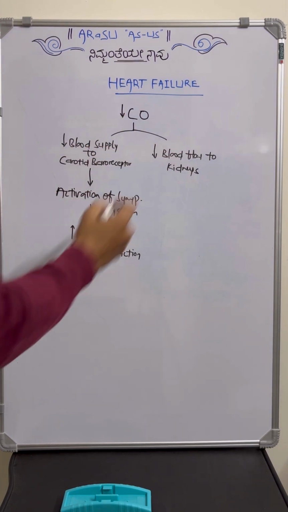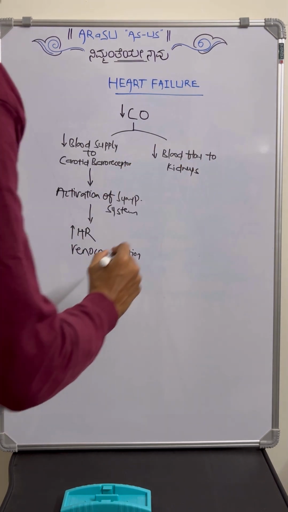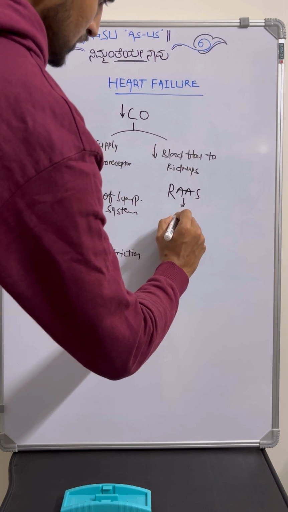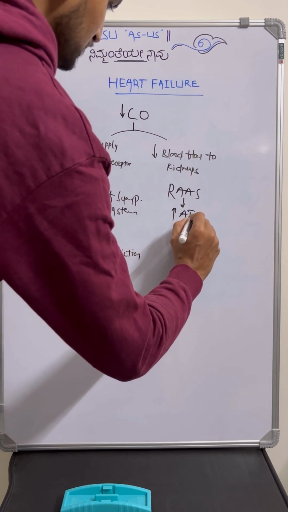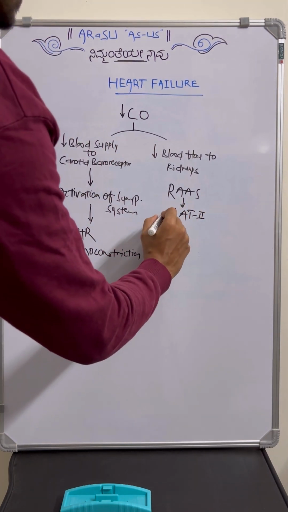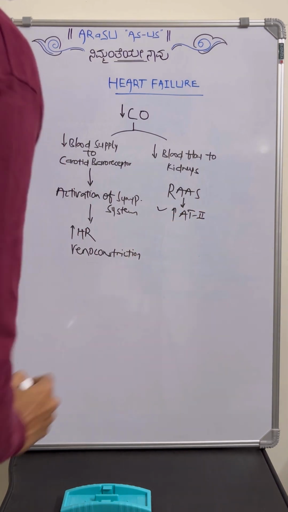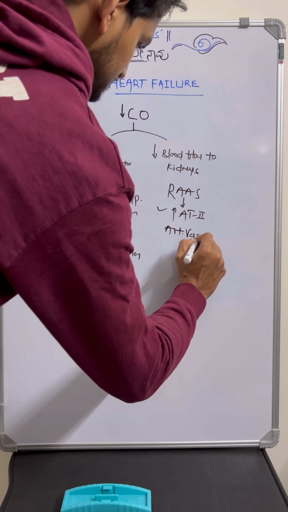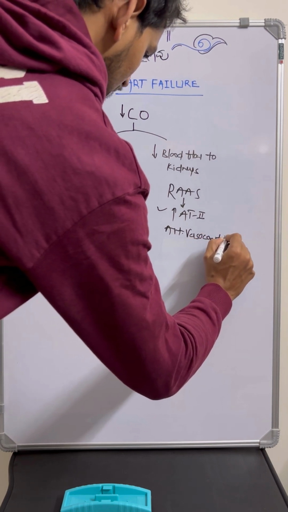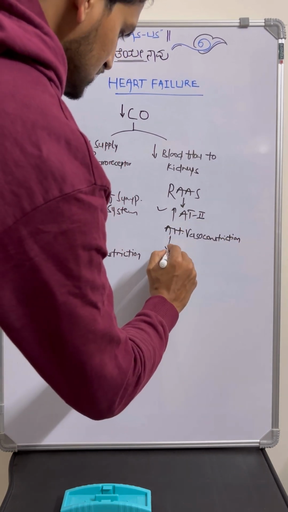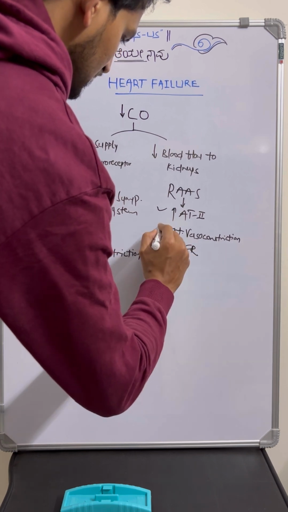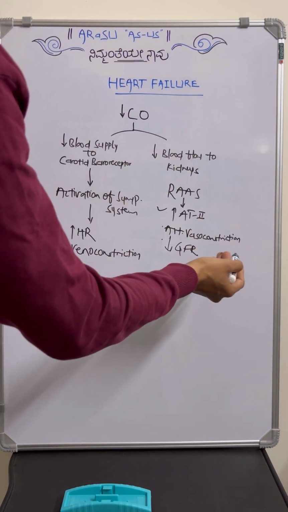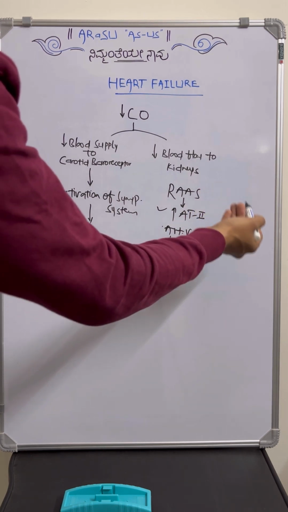volume. And on the other side, whenever there is decreased blood flow to the kidneys, there will be activation of the RAS, which will lead to increased levels of angiotensin 2. As the name indicates, angiotensin will mainly cause arterial vasoconstriction and reduced GFR. So arterial vasoconstriction again will lead to what? Increased peripheral vascular resistance. That is nothing but it will try to increase diastolic blood pressure also.